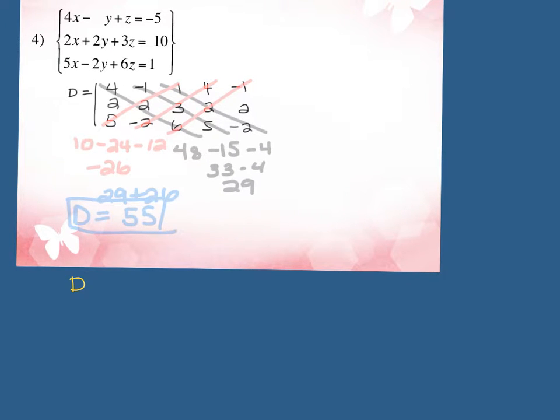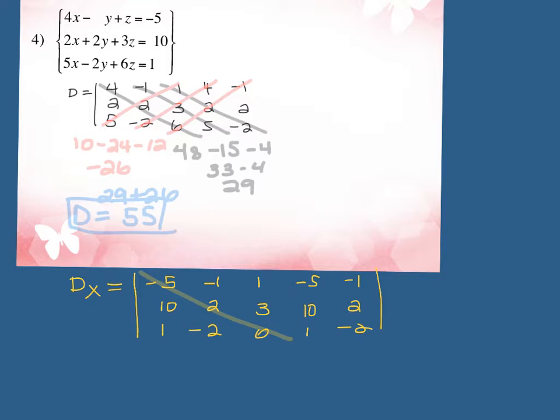And then D sub X, I take out the X's and put in the constants. So -5, 10, 1, -1, 2, -2, 1, 3, 6, and then duplicate. And I go forward. So 60.